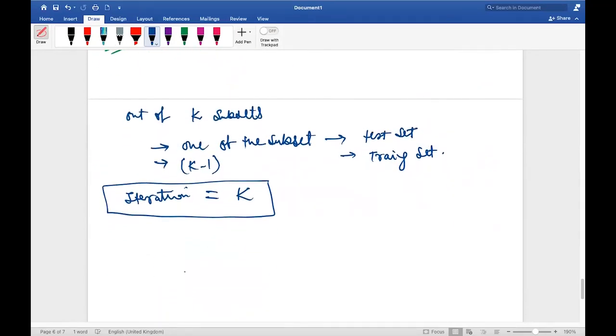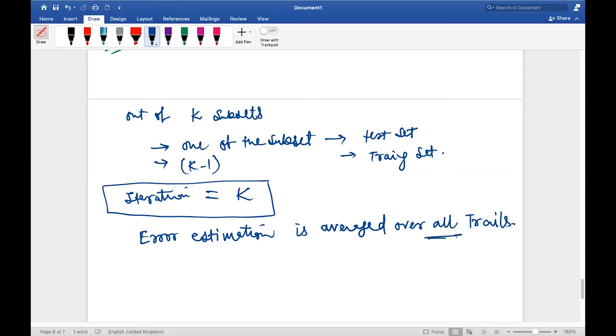Now at the last, for error estimation, bias and variance, let's say, and irreducible error, the total error you can calculate, the error estimation is averaged out over all trials. Why am I writing all? I would have written k or let's say 10. So all these things are the same. All trials means all the trials that will be happening, and a trial is nothing but an iteration. Trials, right? Understood?